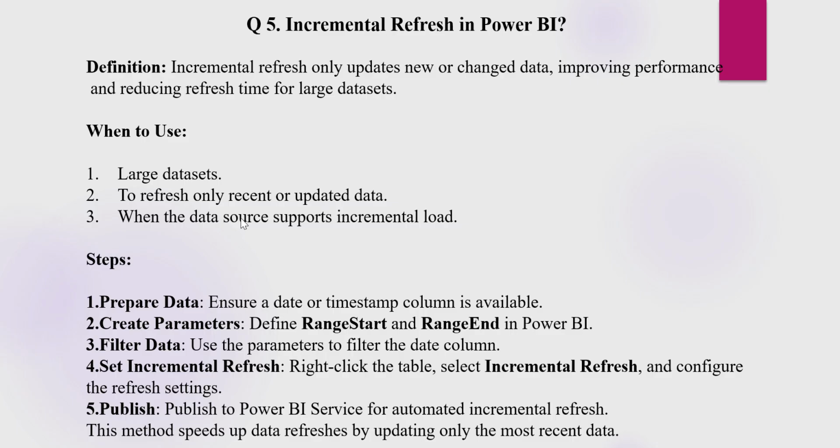The first step is to prepare the data: ensure a date or time column is available for incremental refresh. Second, create parameters, defining RangeStart and RangeEnd in Power BI. In the Home tab, there is a Manage Parameters option. Third, filter data: use the parameters to filter the date column. The date column is mandatory for filtering purposes. Fourth, set incremental refresh: right-click the table, select incremental refresh and configure the refresh settings. Once the fourth step is done, publish to the Power BI service for automatic incremental refresh.